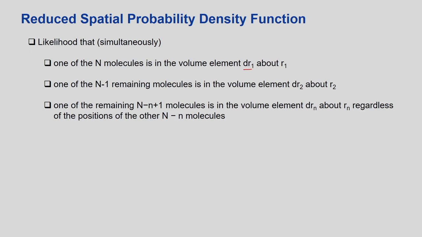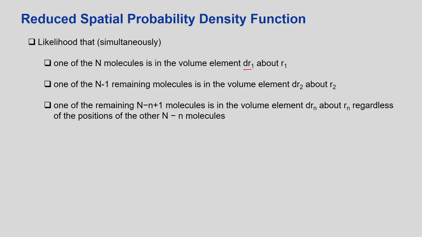Okay. So can I tell, okay, the first molecule is in only DR1, the second is in DR2 and the third is in DR3? No. Any of the n molecules can be in DR1, any of the remaining molecules can be in DR2, and then any of the remaining molecules after subtracting the DR1 and DR2 molecules can be in DR3.